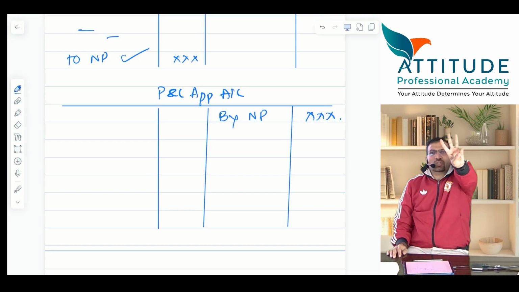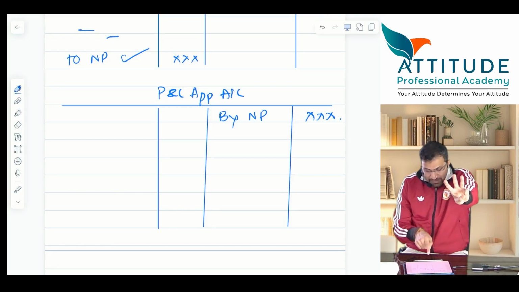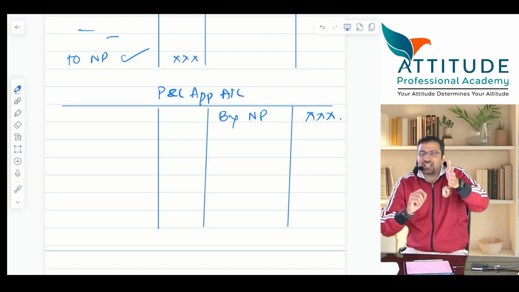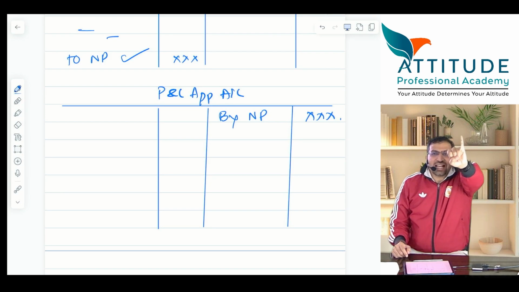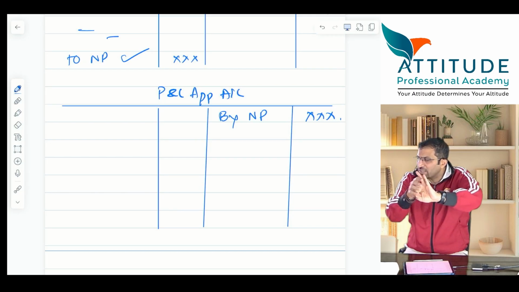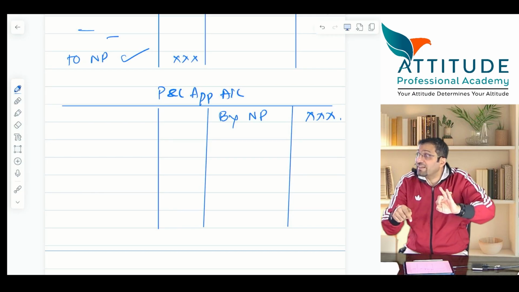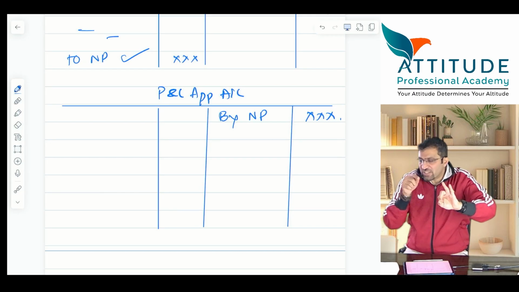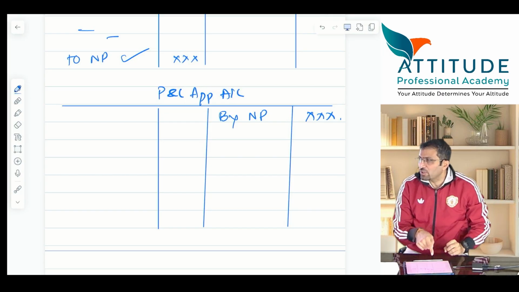So three things should be mentioned in the partnership deed. If at all it has to be accounted here, it should be mentioned in the partnership deed. What are they? Salary, bonus, commission, remuneration. Should be mentioned where? In the partnership deed, if at all it has to be given to the partners.